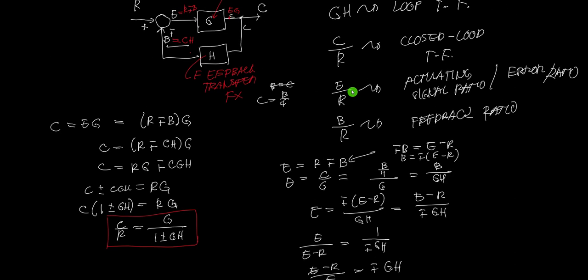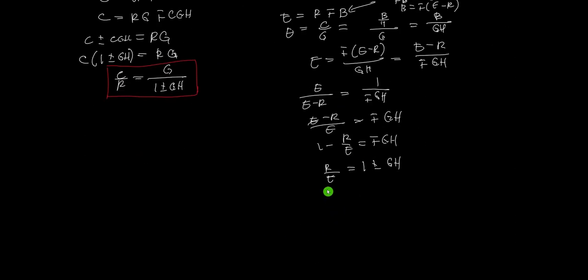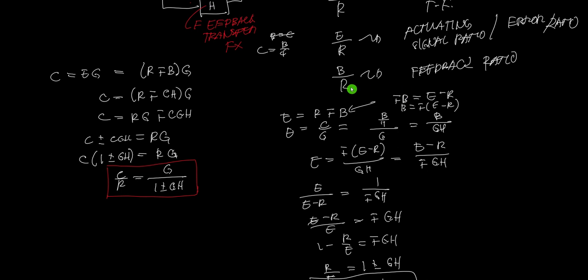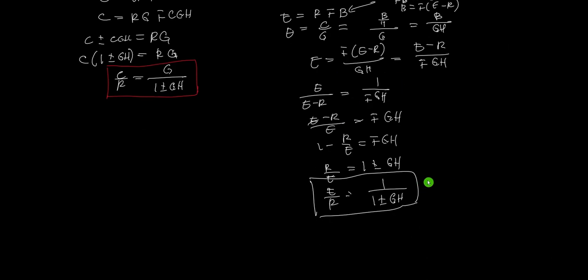But what I'm solving is E over R. So you inverse it again. So E over R now, the error ratio, is just equal to 1 over 1 plus or minus G times H. So this is another formula, the error ratio formula, or the actuating signal ratio. For B over R, you can also derive this. Try to derive this one on your own. And the answer will be B over R is just equal to G times H all over 1 plus or minus G times H.